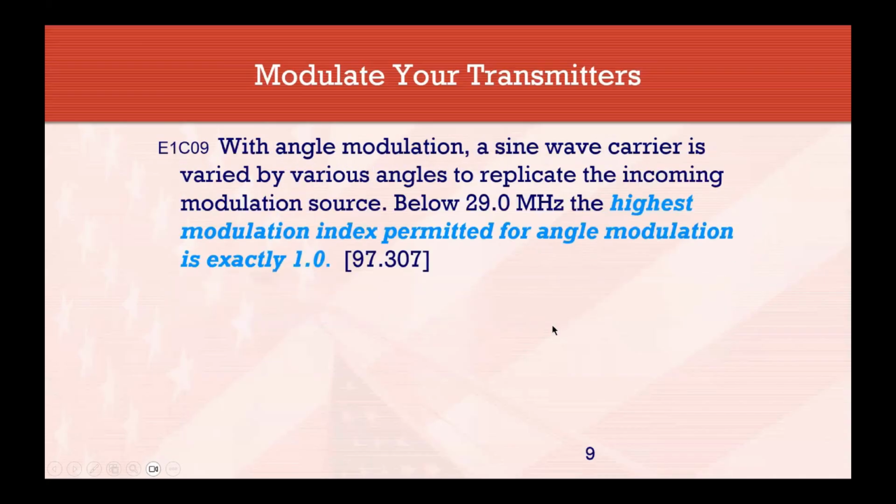Angle modulation. So anytime we're doing something with phase relationships, a sine wave carrier is varied by various angles, or degrees of modulation, to replicate the incoming modulation source. Below 29 megahertz, so we're saying the 10 meter band and below, the highest modulation index permitted is exactly 1. So we don't do a whole lot of FM, generally speaking, below 29 megahertz. And I suppose that's one of the reasons for it.